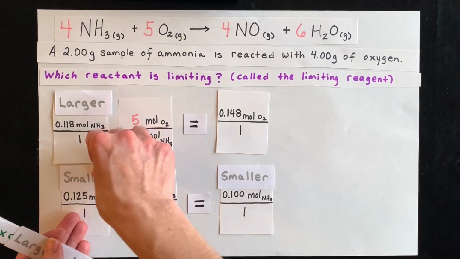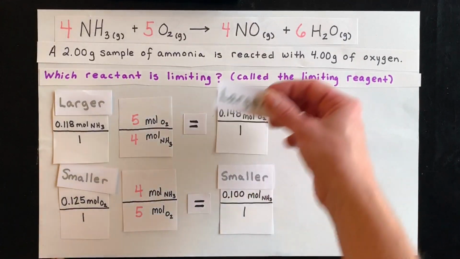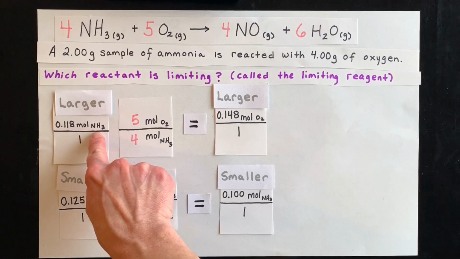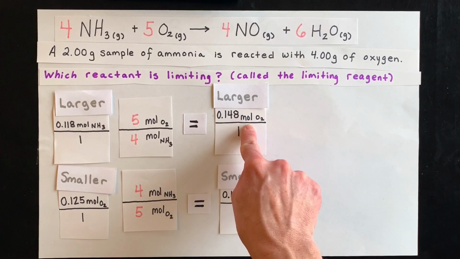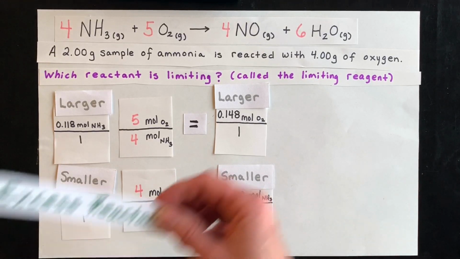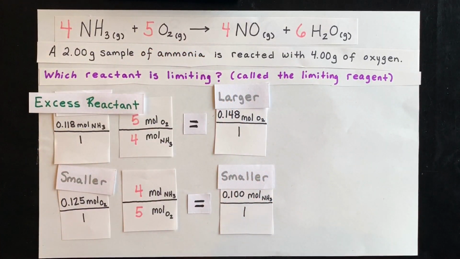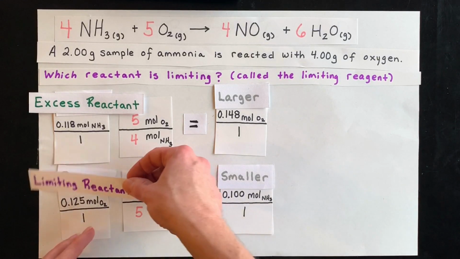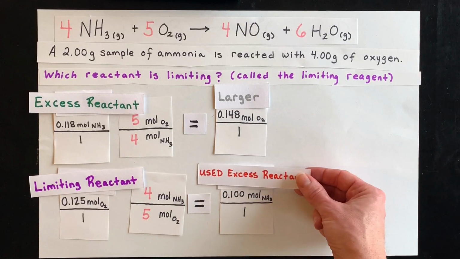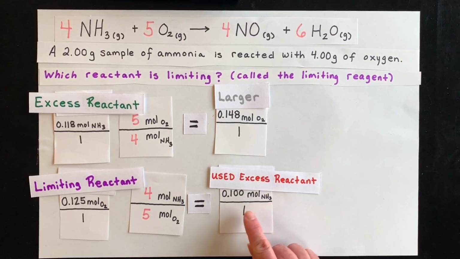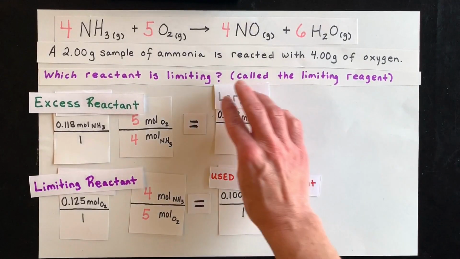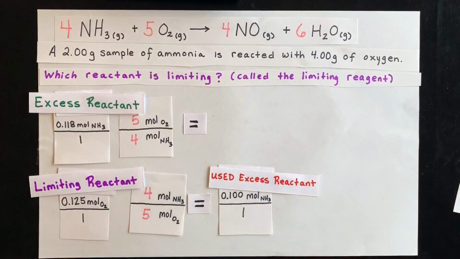Next, if you look, this number is smaller than this number, which is telling us that if we wanted to react all this ammonia away, this is the oxygen we would need, and we do not have that amount of oxygen. So what that shows us is that ammonia is our excess reactant, our oxygen is our limiting reactant, and the amount of ammonia we're going to use is this value right here, the 0.100. And this value is of no use because it's not possible.